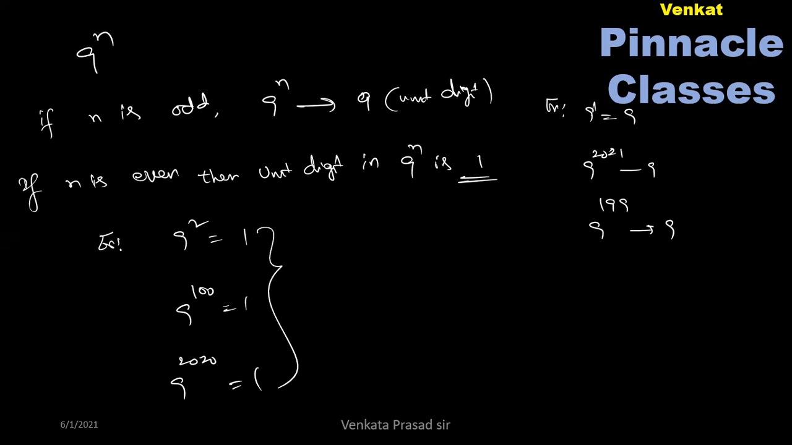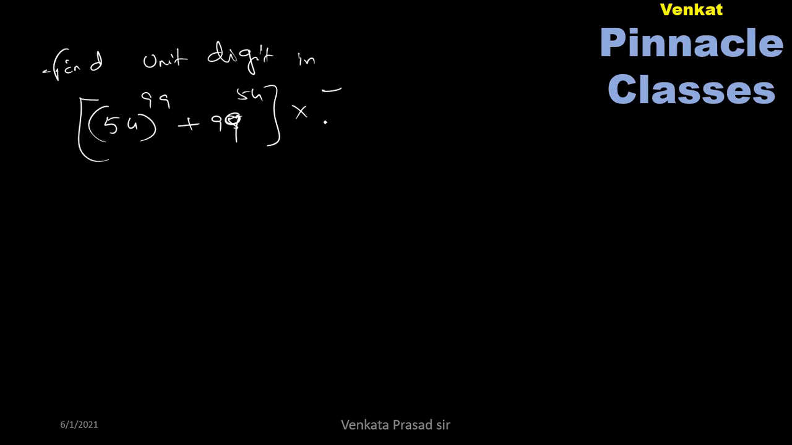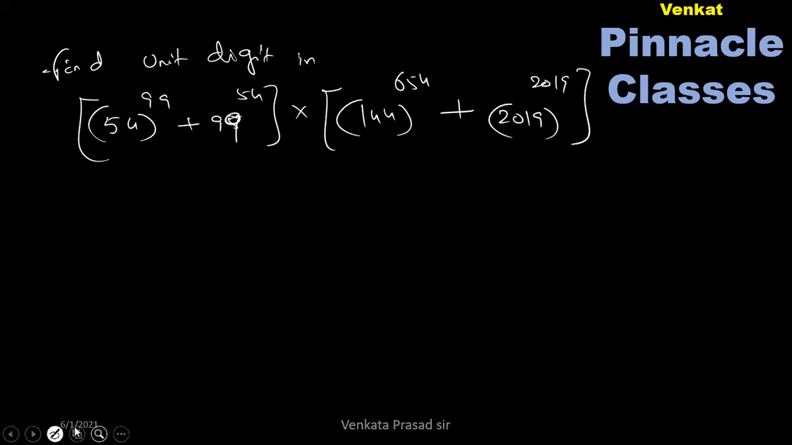So based on this, I'm giving one question. Tell me the answer. Write down: find the unit digit in 54 power 99 plus 99 power 54, plus 654 power 2019 plus 2019 power 2019.